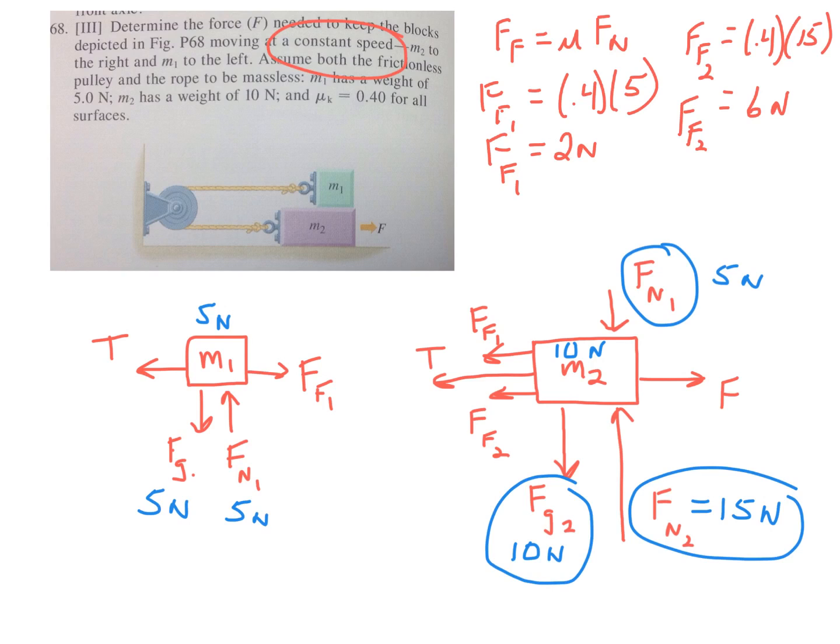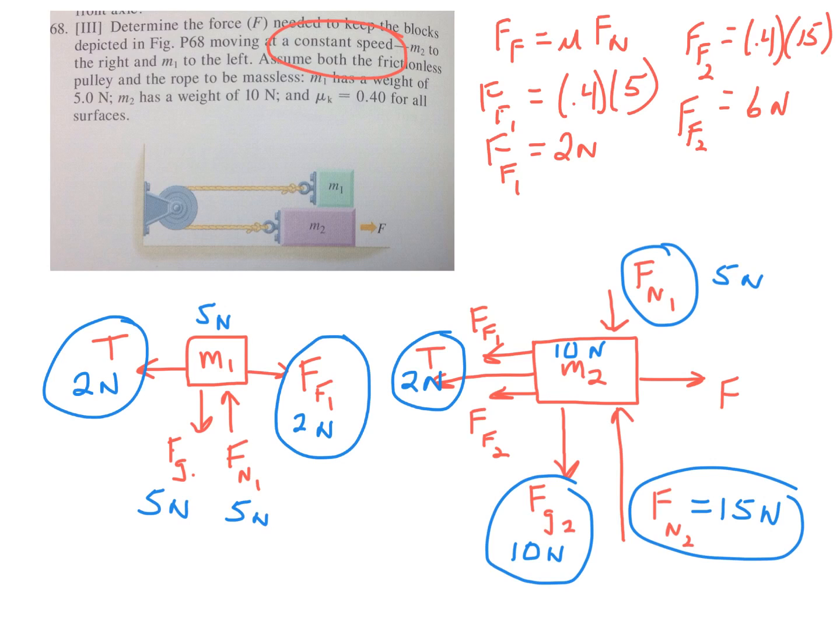Alright, so let's wrap this up. It goes really fast now. Going back over here, bottom left diagram, I know that this right here is 2 newtons. That's the force of friction retarding that mass. The pulley is massless, the rope is massless, the pulley is frictionless, and everything's moving at constant velocity, so T must also be 2 newtons. So this is 2 newtons right here.